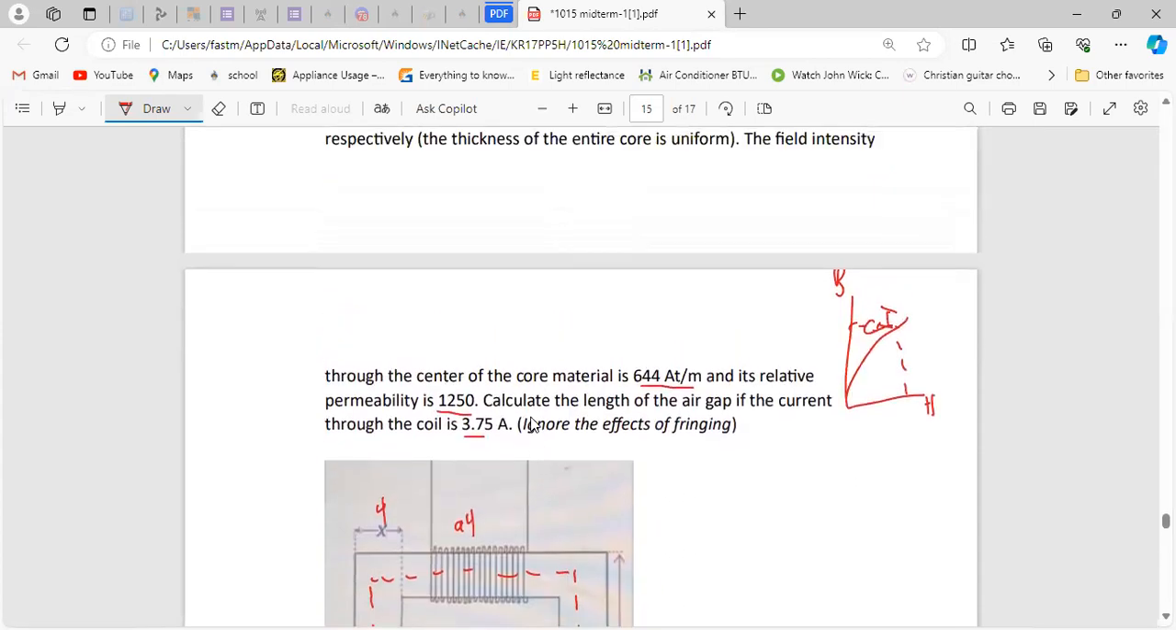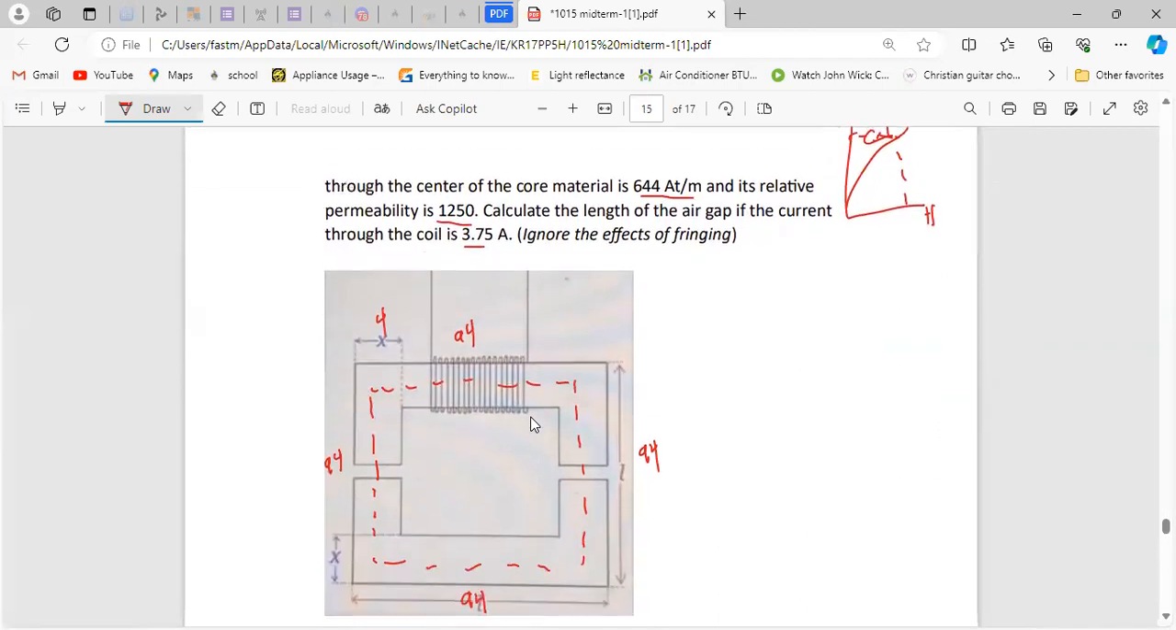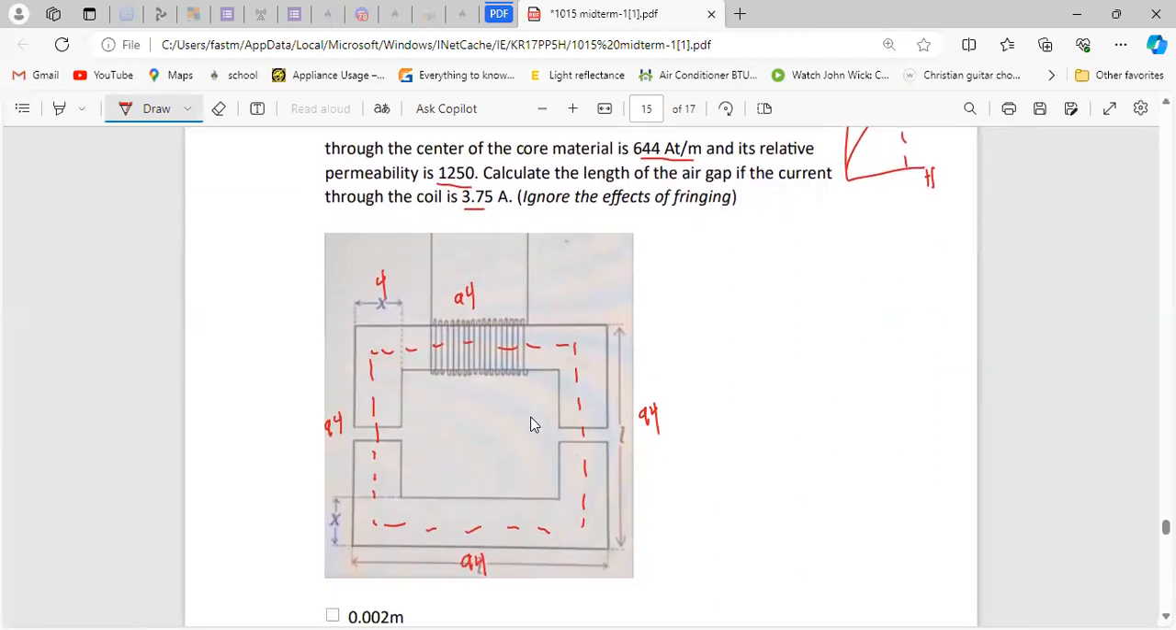Okay, so yes, I know they give you the values in centimeters, but for now I'm just working with the centimeters. In the exam, please convert it to meters. Yeah. So if I want the length, I could just say HL is equal to N I, right?